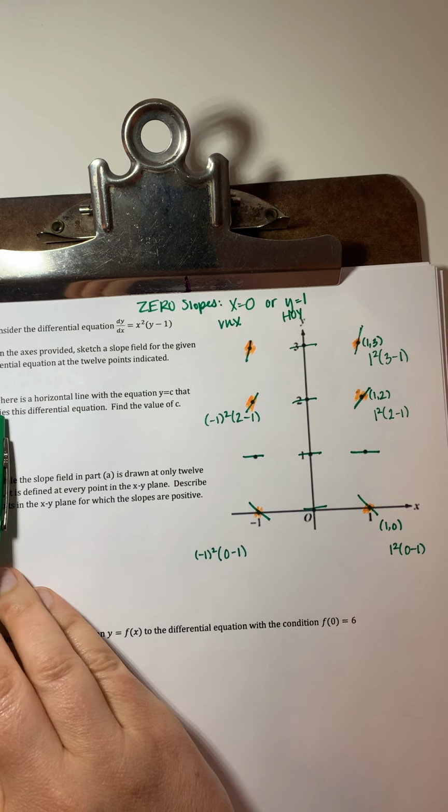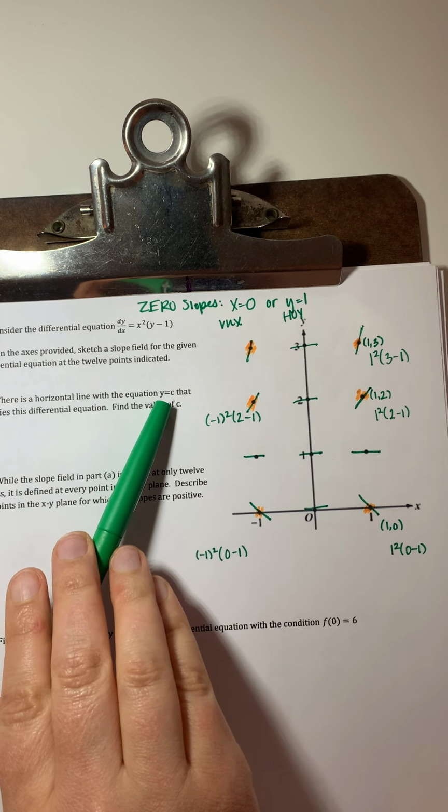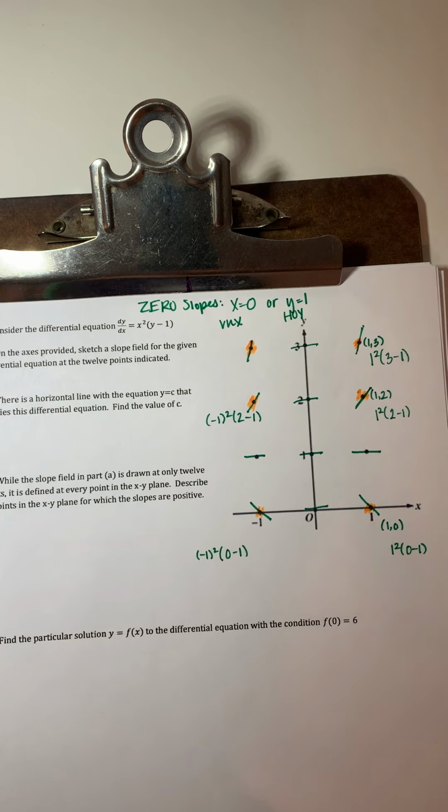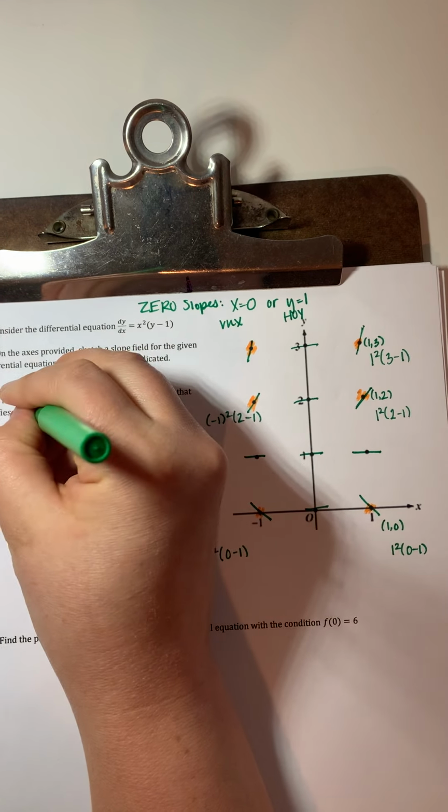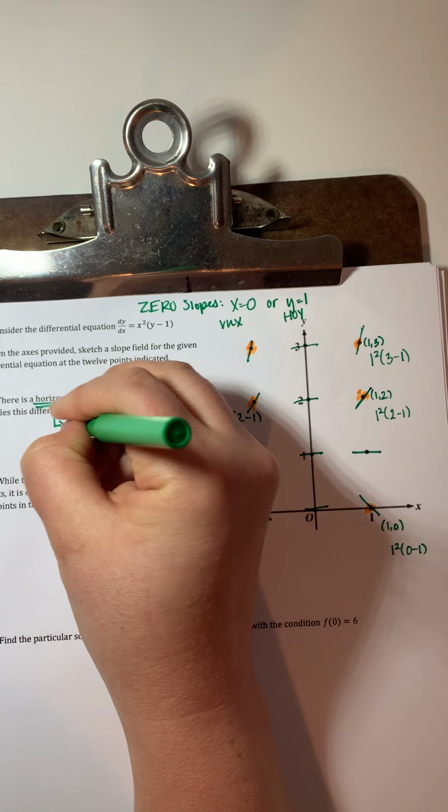Then it says there is a horizontal line with the equation y equals c that satisfies this differential equation. So I want you to think about horizontal line. That's a 0 slope.